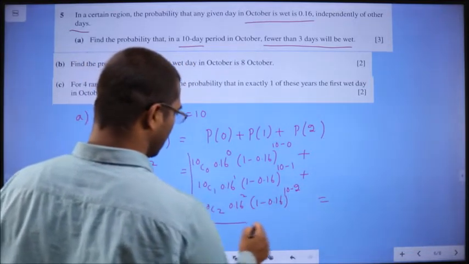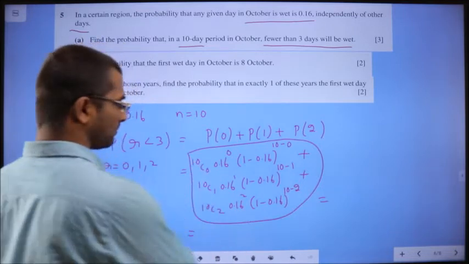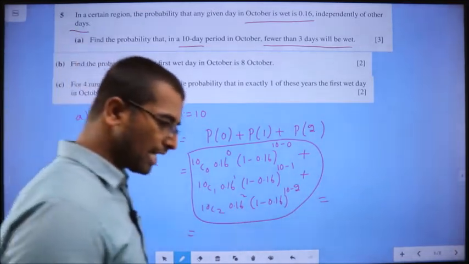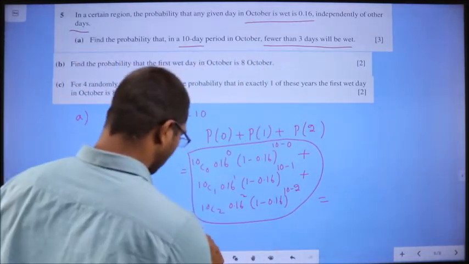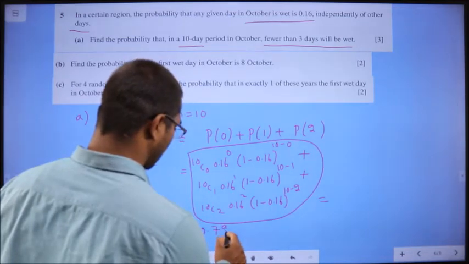Put all of this at once in the calculator. You get the answer to be 0.794.